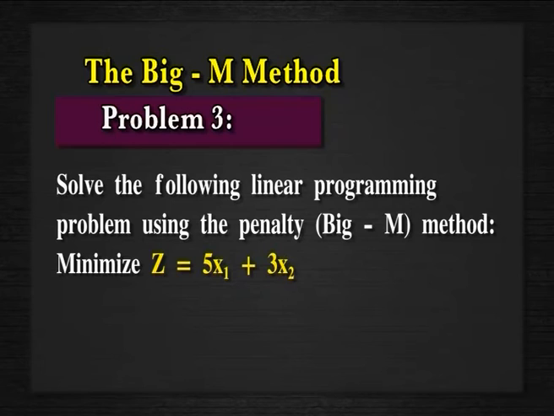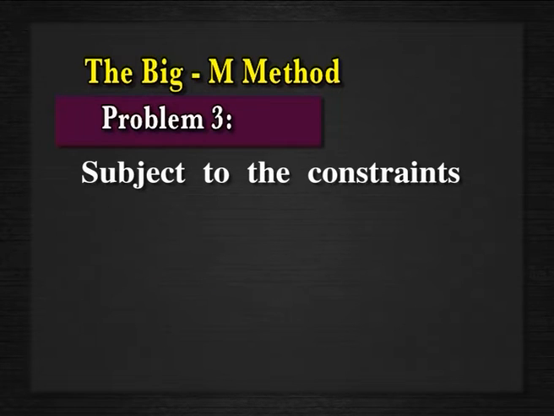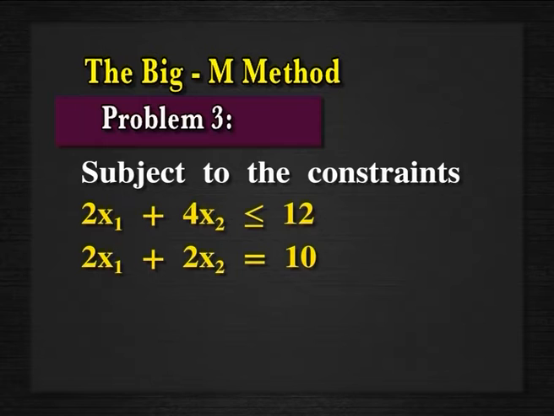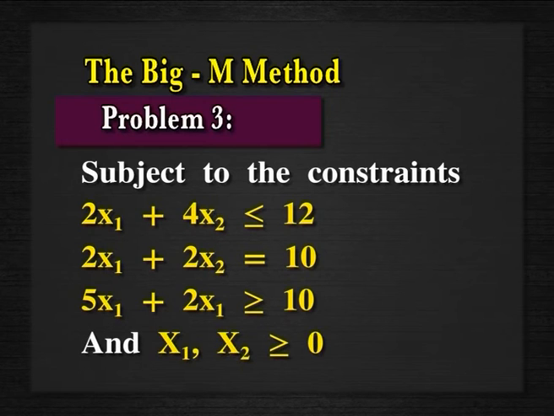Now coming to problem 3. Solve the following linear programming problem using the penalty big M method. Minimize Z is equal to 5x1 plus 3x2. Subject to the constraints, 2x1 plus 4x2 is less than or equal to 12, 2x1 plus 2x2 is equal to 10, 5x1 plus 2x2 is greater than or equal to 10 and x1, x2 greater than or equal to 0.